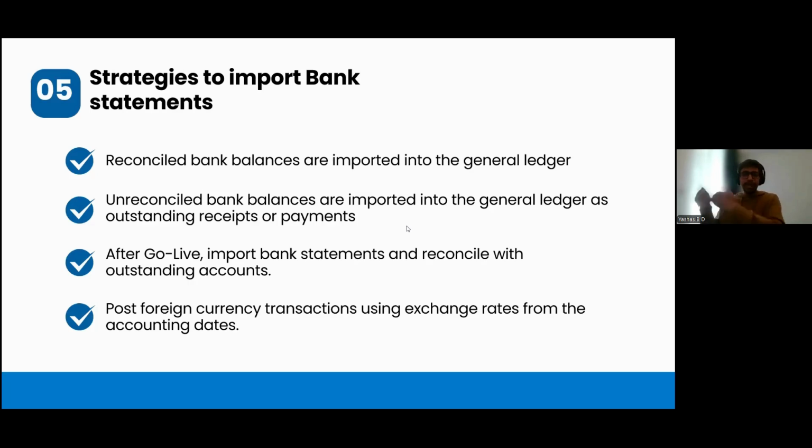And once you import it into the new system, you can import the bank statement, because at the time of go live, your bank account is still not reflected, but you have already made the payment to your vendor, or your customer might have given you the bank reference saying that I've already made the payment. It might take a couple of days to reflect in your bank account.